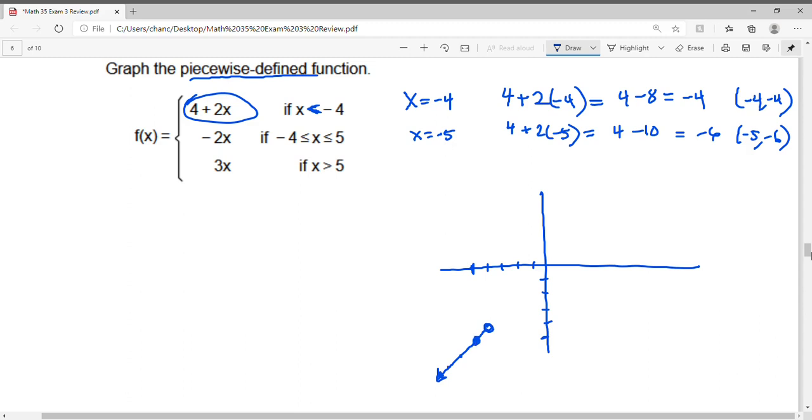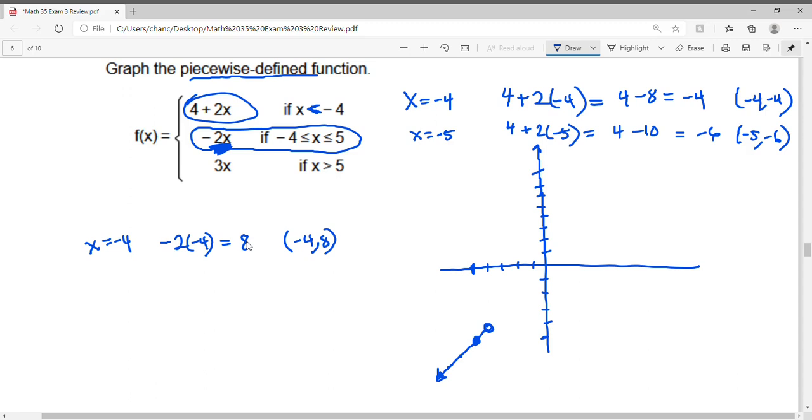Let's look at -4 to 5 here, when x is between -4 and 5. Let's plug in the values into -2x. Let's check x equals -4 first, and I'm going to plug it into the equation -2x. -2 times -4 is going to give us a positive 8. So I need to plot the point -4, 8. And here is the point -4, 8.